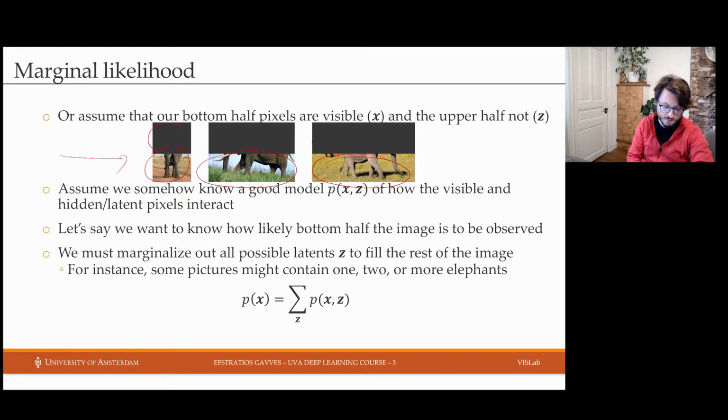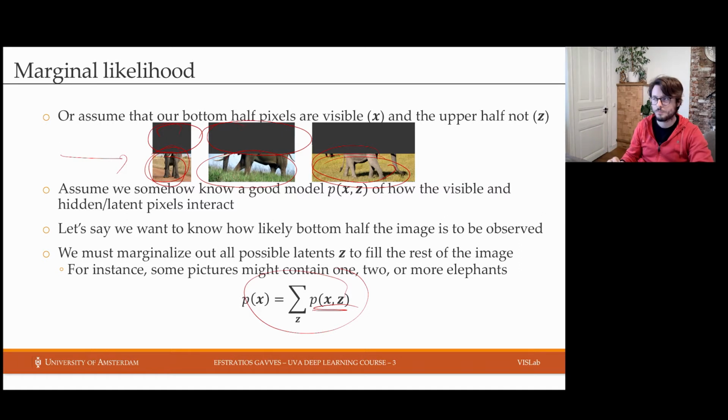So basically this means we have to take into account all the possible upper half pictures that could take place, sum up their respective probabilities, their respective joint likelihoods jointly with the visible pixels, that is. And by doing the summation, then we can basically get an idea of how likely it is to obtain each of these bottom half of the pictures.